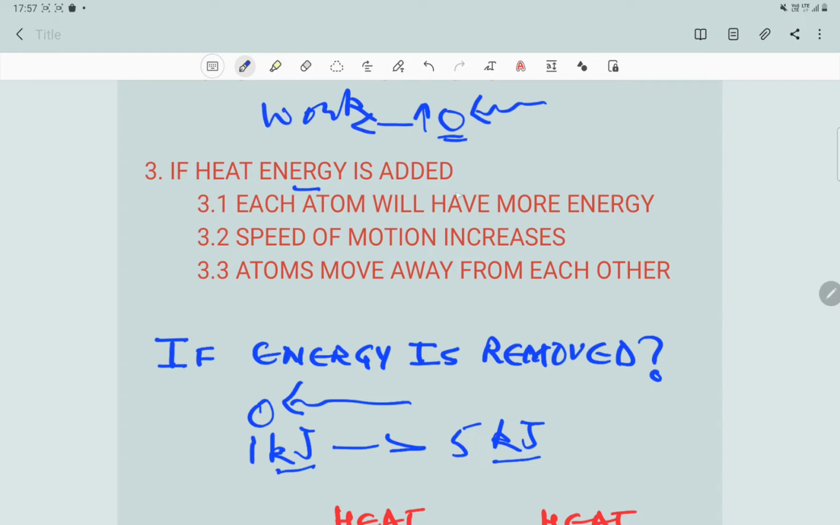So the atoms that have gained heat energy or any other form of energy will perform more work. They will show more motion. They'll be able to move other things better. So we did this in our last video.